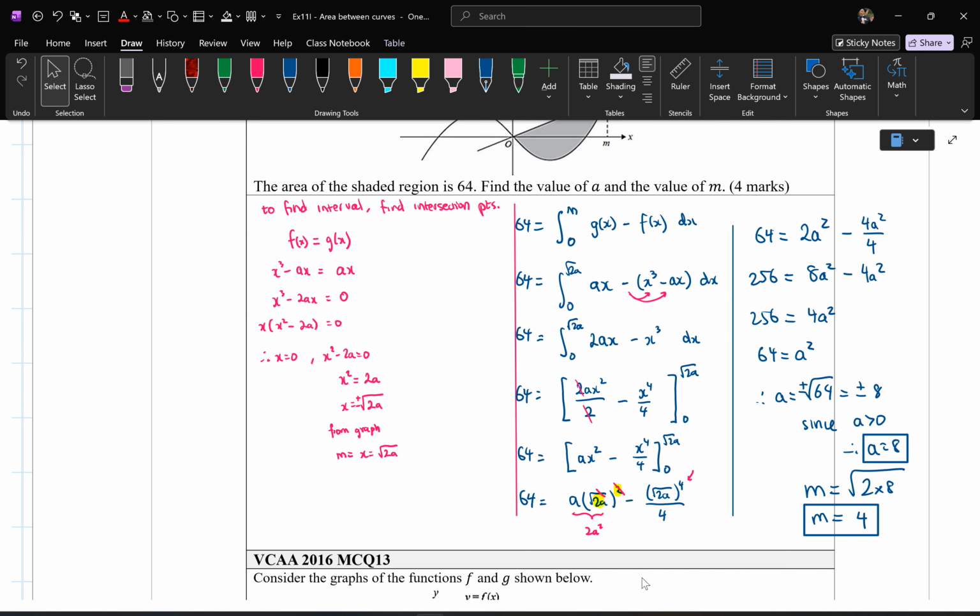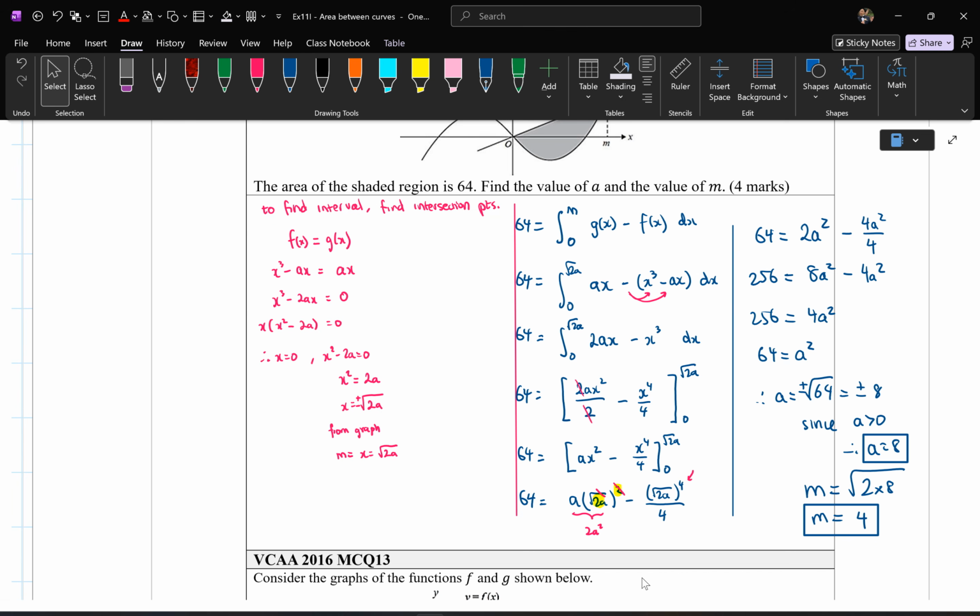I got m equals 4 and a equals 8. Pretty much the same as before. We know that g of x is the top graph minus the lower graph. You got linear minus cubic. Double negatives become a positive, so it simplifies to 2ax minus x cubed. You know it's between 0 and root 2a because you did it over here. And the area is meant to equal 64. The simplifying bit, the crossing of the 2's was very similar to the other example. And to do things pretty straightforward.